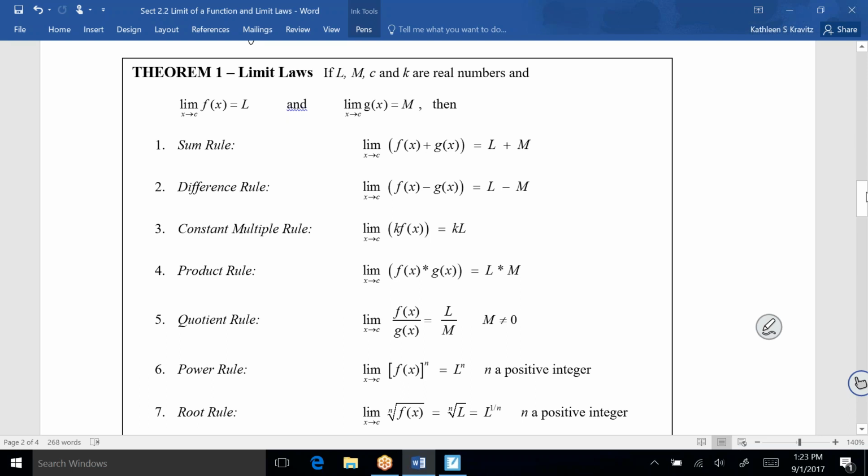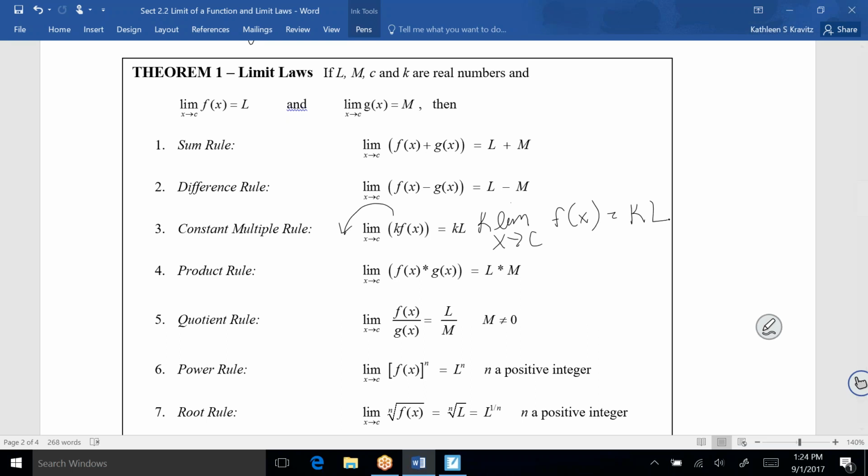Constant multiplier, if we have a limit of a constant k times a function, we can take that constant, pull it out to the front, and really we're looking at k times a limit of f of x. But since we know that the limit of f of x is L, this ends up being k times L. So we can just multiply that limit by that constant.